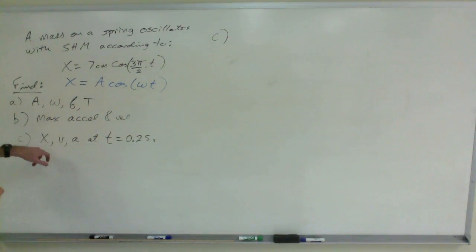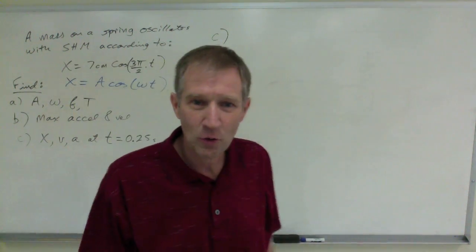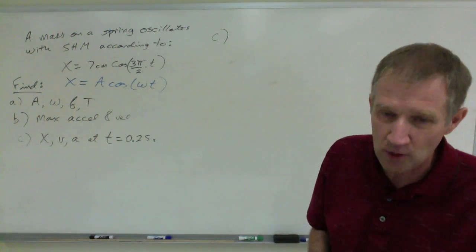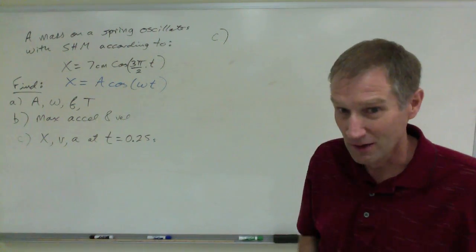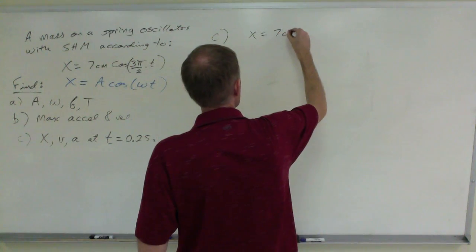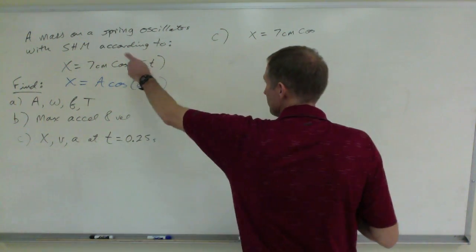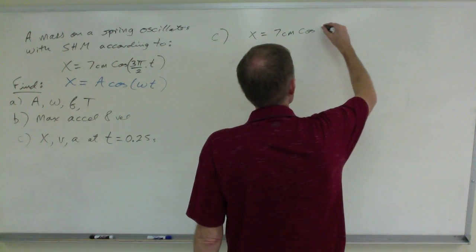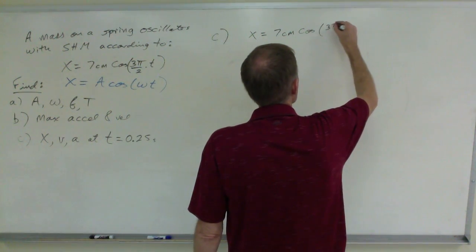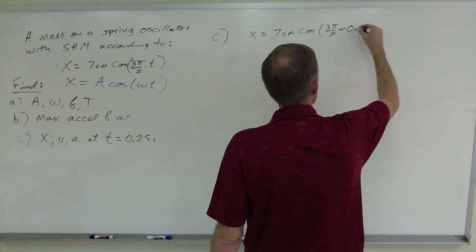All right, to solve part C, to find the position, velocity, and acceleration at t equal to 0.25 seconds, the first thing you're going to do is change your calculator mode to radians. All right? To find the position, x equals 7 centimeters times the cosine of omega, which is 3 pi over 2, times 0.25.